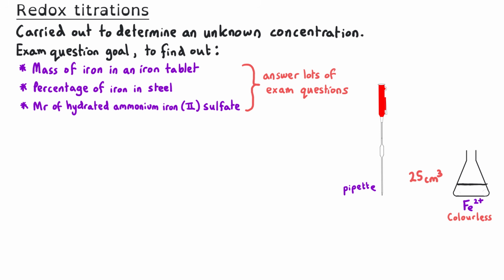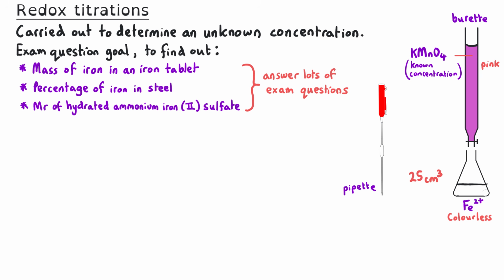To carry out this titration, you would first transfer 25 cm cubed of an iron 2+ solution into a conical flask using a pipette. And then into the burette you would place the pink potassium manganate 7 solution. This chemical is oxidizing and harmful, and so whilst filling up this burette, you would make sure that you fill it up below eye level to prevent any solution splashing into your eyes or face.